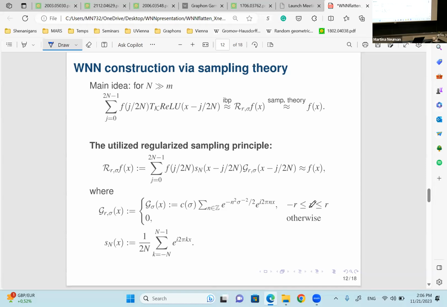The reason why I have to do something like this is because I have to adapt to my support. The W has a support. W could be 0 somewhere. So I have to adapt to that, and that's why I have to put in a truncation. It's not going to be clear at this size yet, but let me just move to the next one.